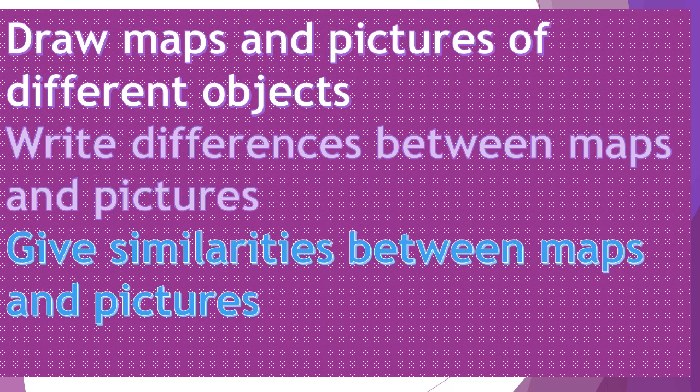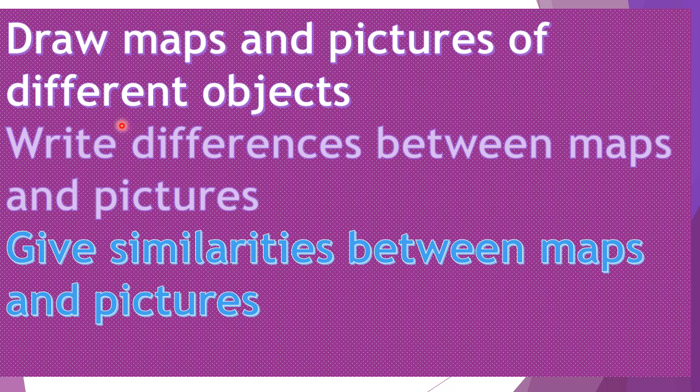Draw maps and pictures of different objects. Can you draw maps and pictures of different objects? Yes. Can you write differences between maps and pictures? Or at least two. Can you? Can you give similarities between maps and pictures? Remember we said differences means things that are not the same, and similarities means things that are the same. Hope you can write them.